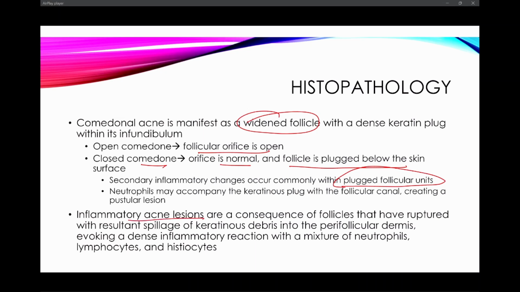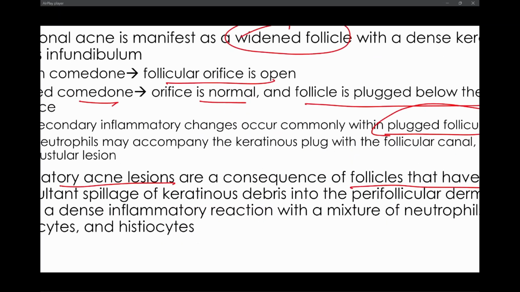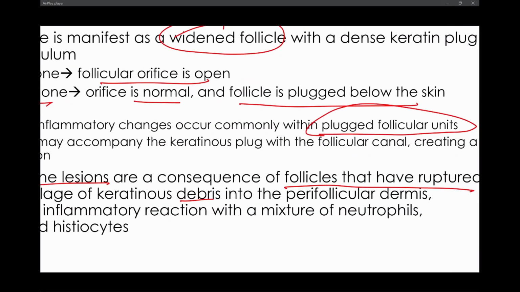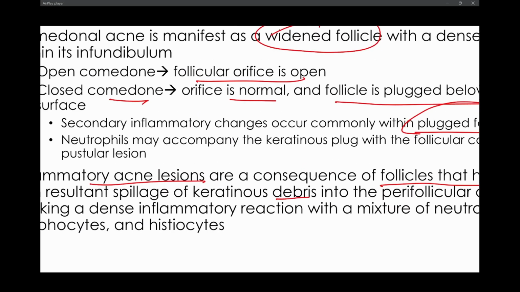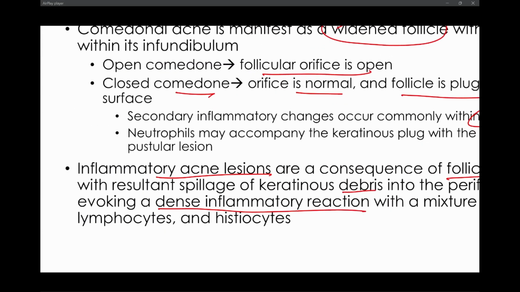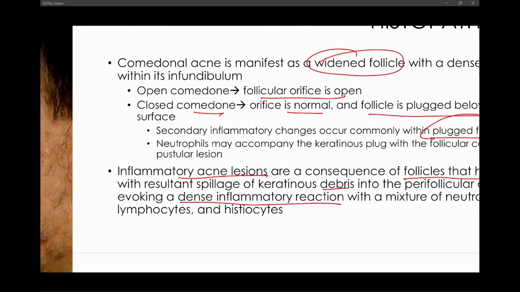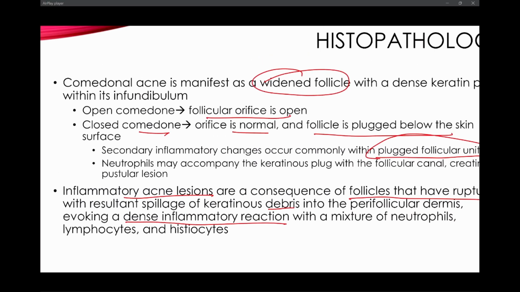Inflammatory acne lesions are due to follicles that have ruptured with spillage of all that debris into the perifollicular dermis, causing a dense inflammatory reaction. Okay, and then you get neutrophils, lymphocytes, all that normal inflammatory reaction stuff that's going to be there to help fix the problem.